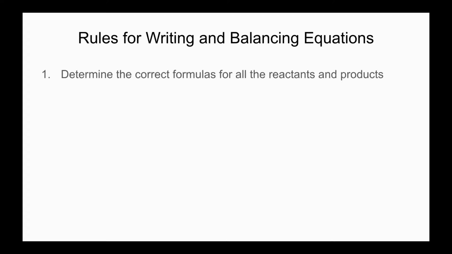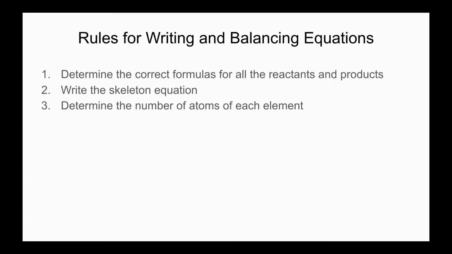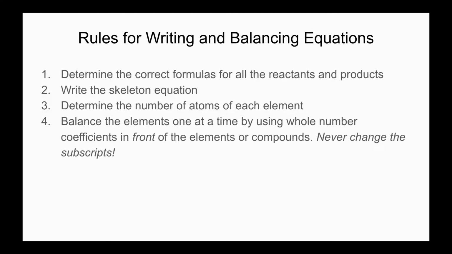So some rules for this. Number one, we want to determine the correct formulas for all the reactants and products. This is like if it's written out in words or something like that, you want to make sure that you have the correct formula. Number two, you want to write the skeleton equation, and this is just the chemical reaction in chemical formula form. Number three, you want to determine the number of atoms for each element. And I like to actually write them under each compound as well. I'll show you what I mean by that in a second.